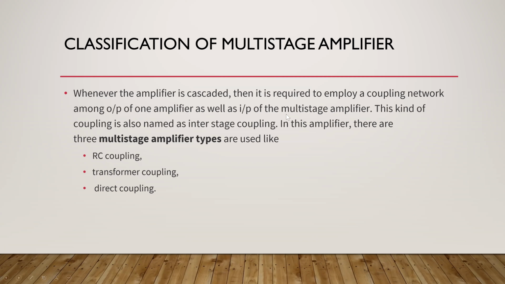Okay, we already know what we mean by coupling. Coupling is nothing but an intermediate circuit consisting of passive elements, which will pass the signal from one stage to the other stage. Based on what type of passive element, there are three categories. That is RC coupled. In RC coupled amplifier, the coupling network consists of resistors and capacitors. In transformer coupled amplifiers, the coupling network consists of inductor or transformer and resistors.